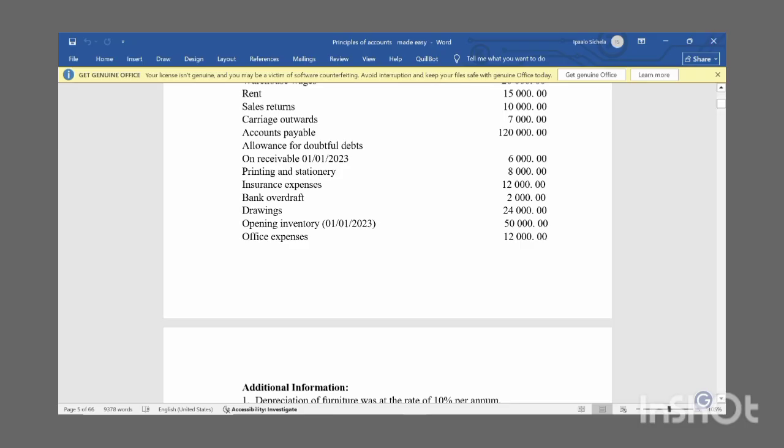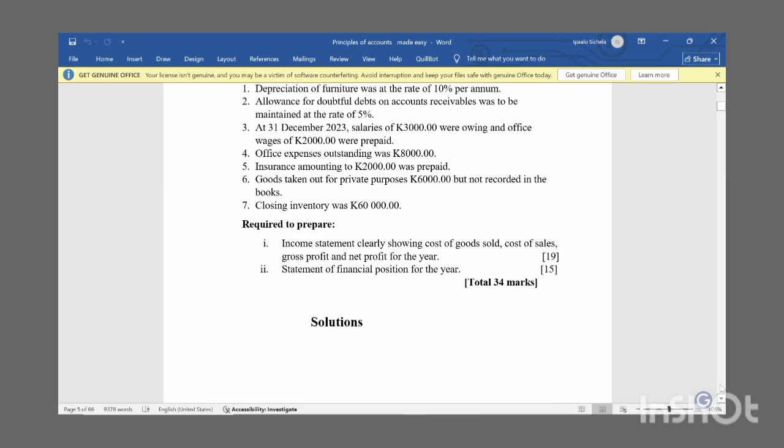So yeah, then we'll continue moving in the same order. We've already checked out rent, we already checked out carriage in, and allowance for doubtful debts has already been checked out. Then we move on to printing and stationery. We check this, does printing and stationery have adjustments? If it has, we put it in a different column, but if it doesn't, we put it directly into the third column. So let's see, does printing and stationery have adjustments? No, it doesn't. So we're going to put it directly.